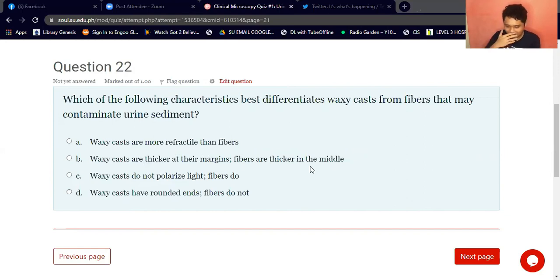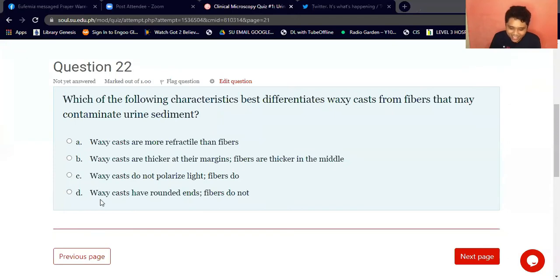Tama ba? Na-mention ako din. Is it thicker in the middle ba? Ang fibers? This is actually also false, dears. No? The waxy casts or mga casts ang thicker in the middle, and then ang fibers ang naay thicker sa edges. Okay?